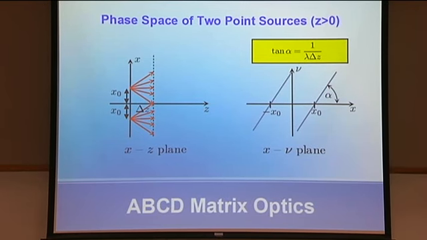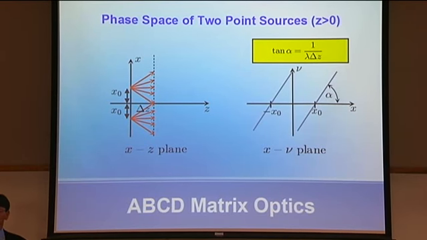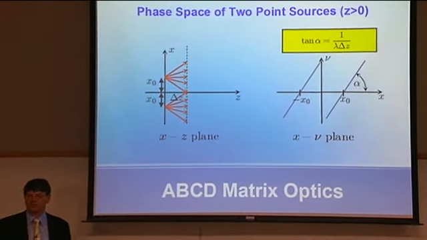If we were looking for the analog in a non-paraxial situation, these would not be lines. They would be sort of curves, which does not change things conceptually, but it makes things more difficult.